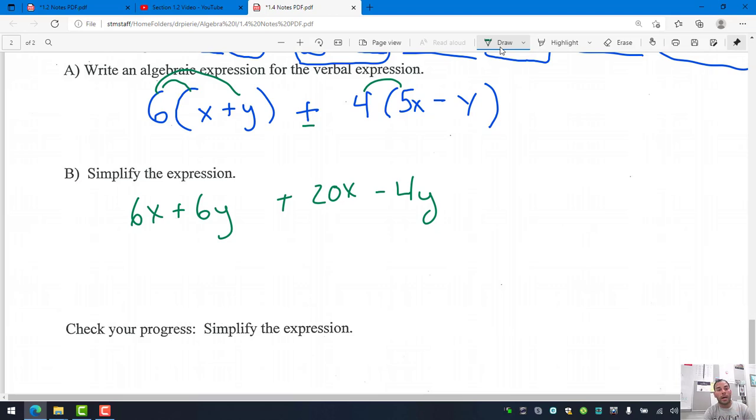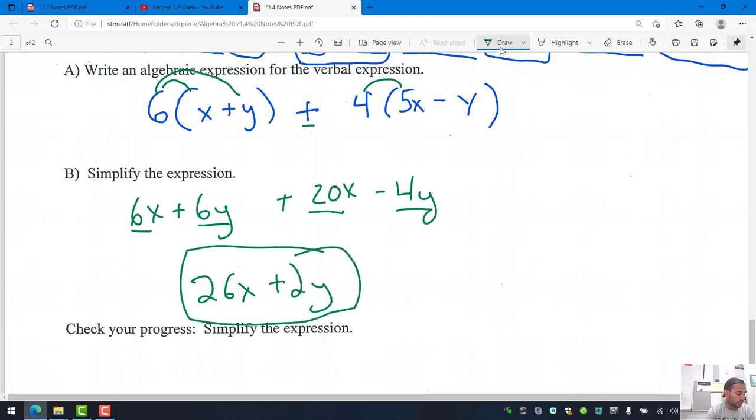Now let's see if we can combine together any terms. I see some x's over here and some x's over here. I can really squeeze those together. If I start with 6x and I add another 20x, I'll be left with 26x. And if I start with 6y's and then I take away 4y's, 6 minus 4 is equal to 2, I'll be left with 2 more y's. And that is in simplest form.